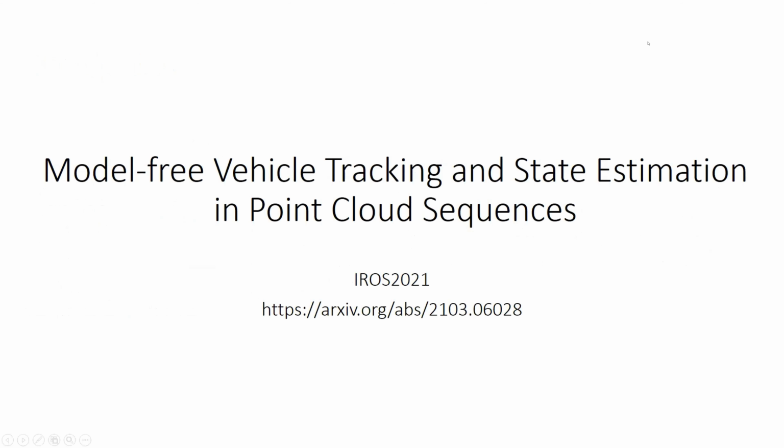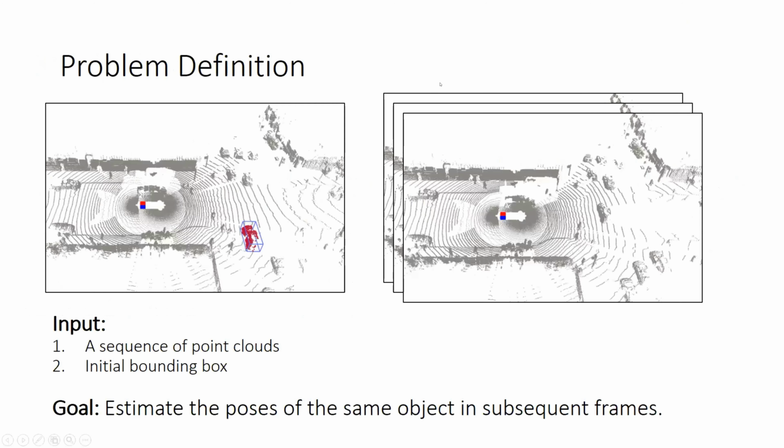The second work I want to introduce is on 3D single object tracking. It's accepted by IROS, and the paper has already been uploaded to arXiv. So the problem definition for 3D single object tracking is, given a sequence of point clouds and one initial bounding box, we want to estimate the pose of the same object in the subsequent frames.